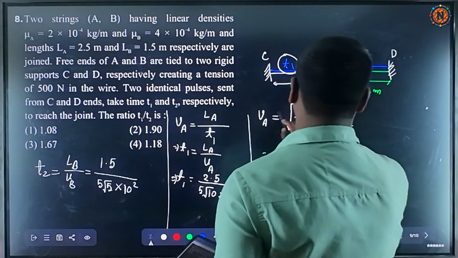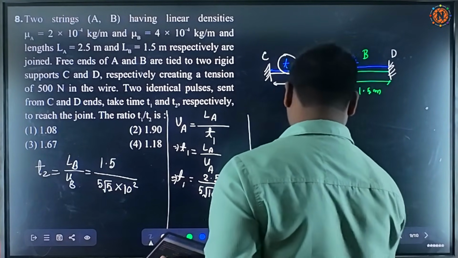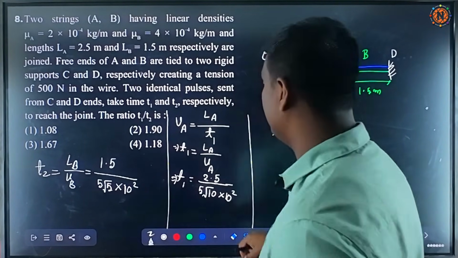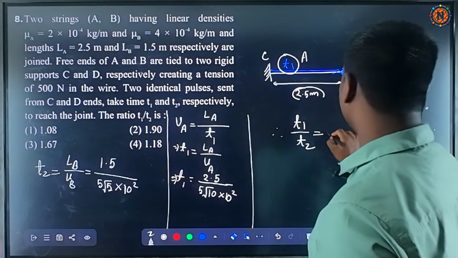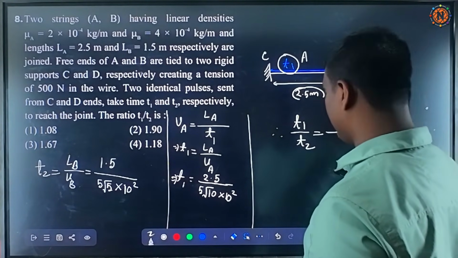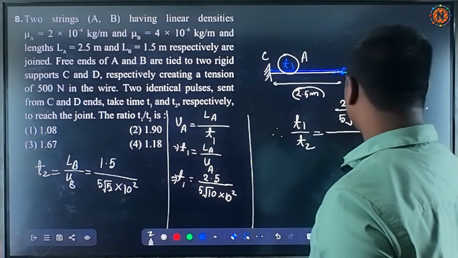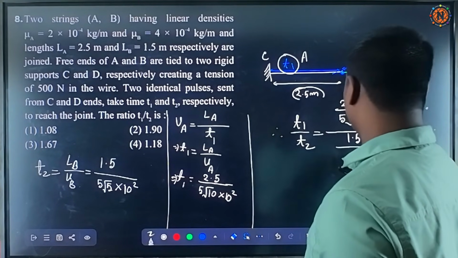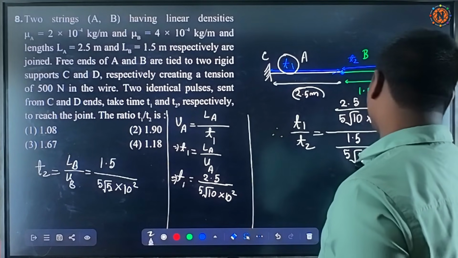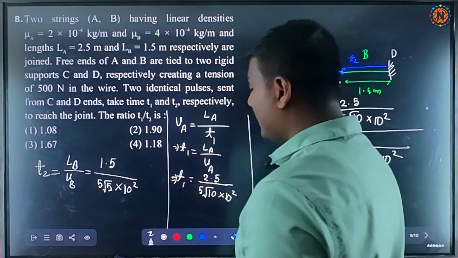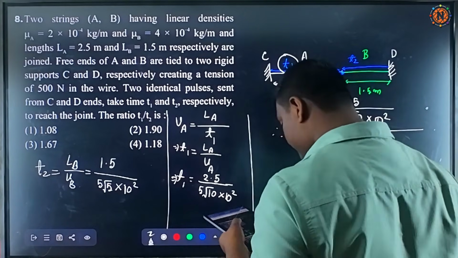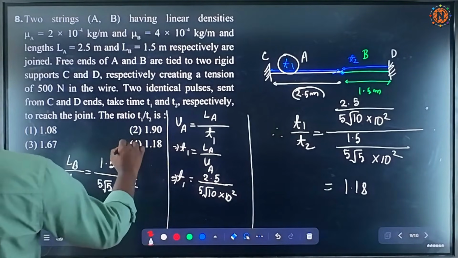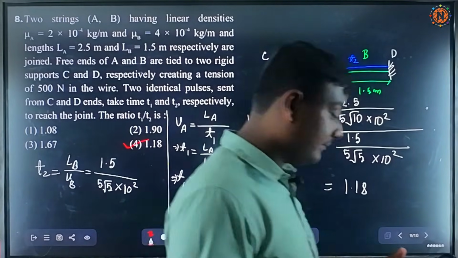Therefore, what? T1 by T2. So you can calculate, yes. So 2.5 divided by 5 root 10 into 10 to the power 2, and T2 will be 1.5 divided by 5 root 5 into 10 to the power 2. If you solve this, so you will get approximately how much? You will get 1.18. So answer will be option D. Okay, very easy question. Next.